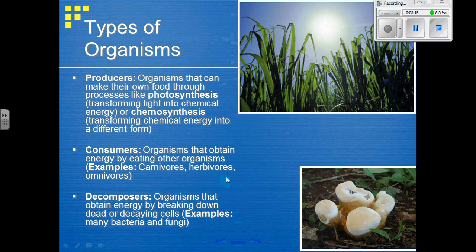Consumers, right? These are the ones doing the eating. They consume energy and convert the energy that's stored in food into usable energy in the form of glucose. Examples: carnivores, herbivores, omnivores, things like that. Decomposers are the ones that break down dead things or decaying cells for energy. Things like mushrooms.